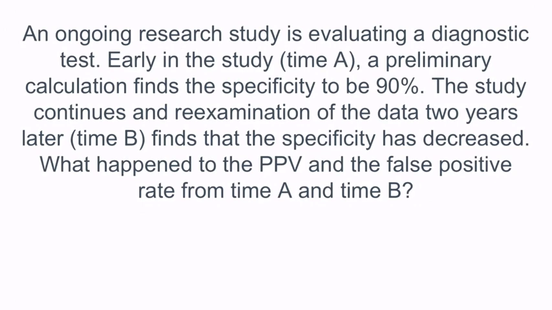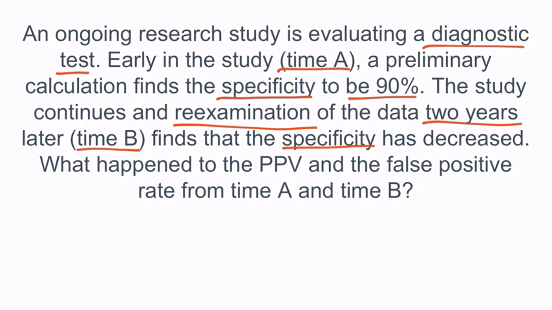So now let's do a question to solidify this knowledge. Let's say an ongoing research study is evaluating a diagnostic test. Early in the study, at time A, a preliminary calculation finds the specificity to be 90%. The study continues, and re-examination of the data 2 years later, at time B, finds that the specificity has decreased. What happened to the positive predictive value and the false positive rate from time A to time B?